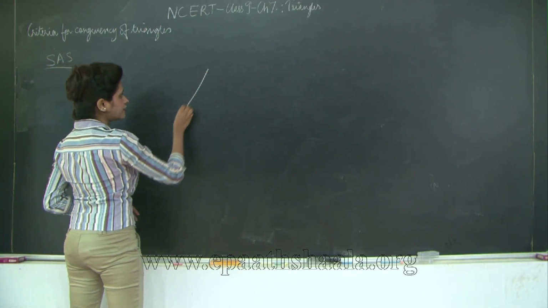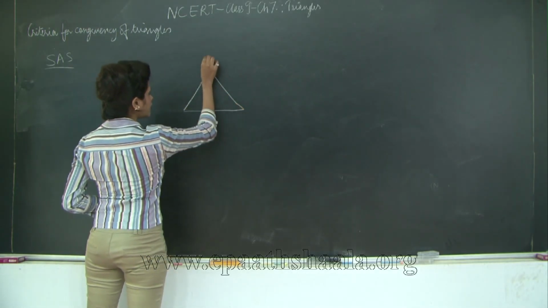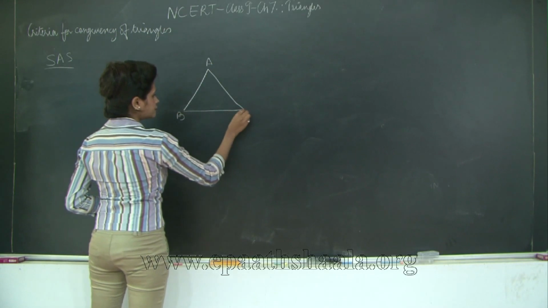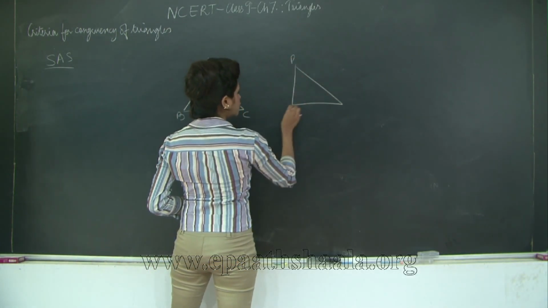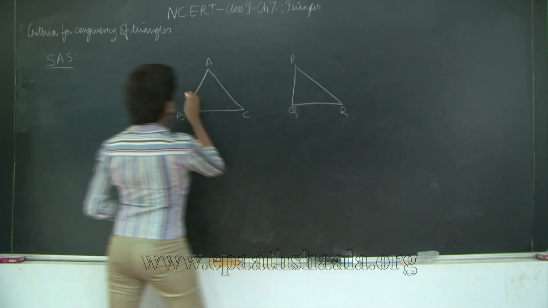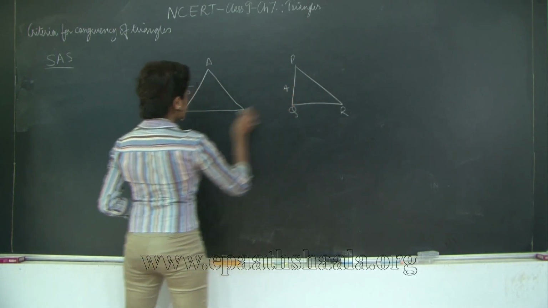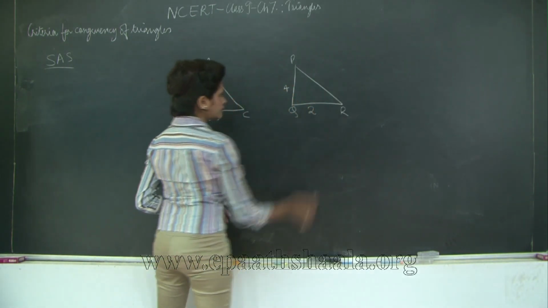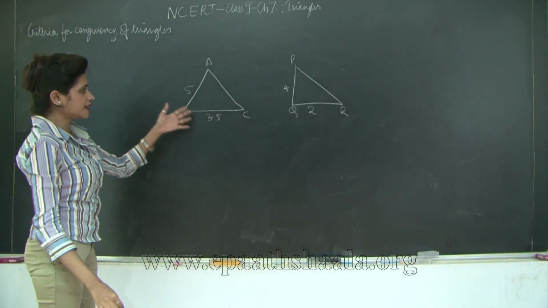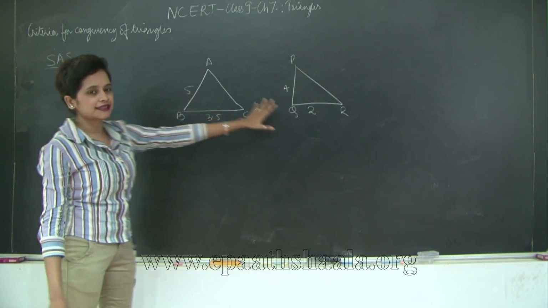Let us say I have two triangles ABC and PQR. The side AB is 5, the side PQ is 4, this is 3.5 and this is 2. Therefore, can we say that the two triangles are congruent? No, we cannot say, because none of the sides are equal.